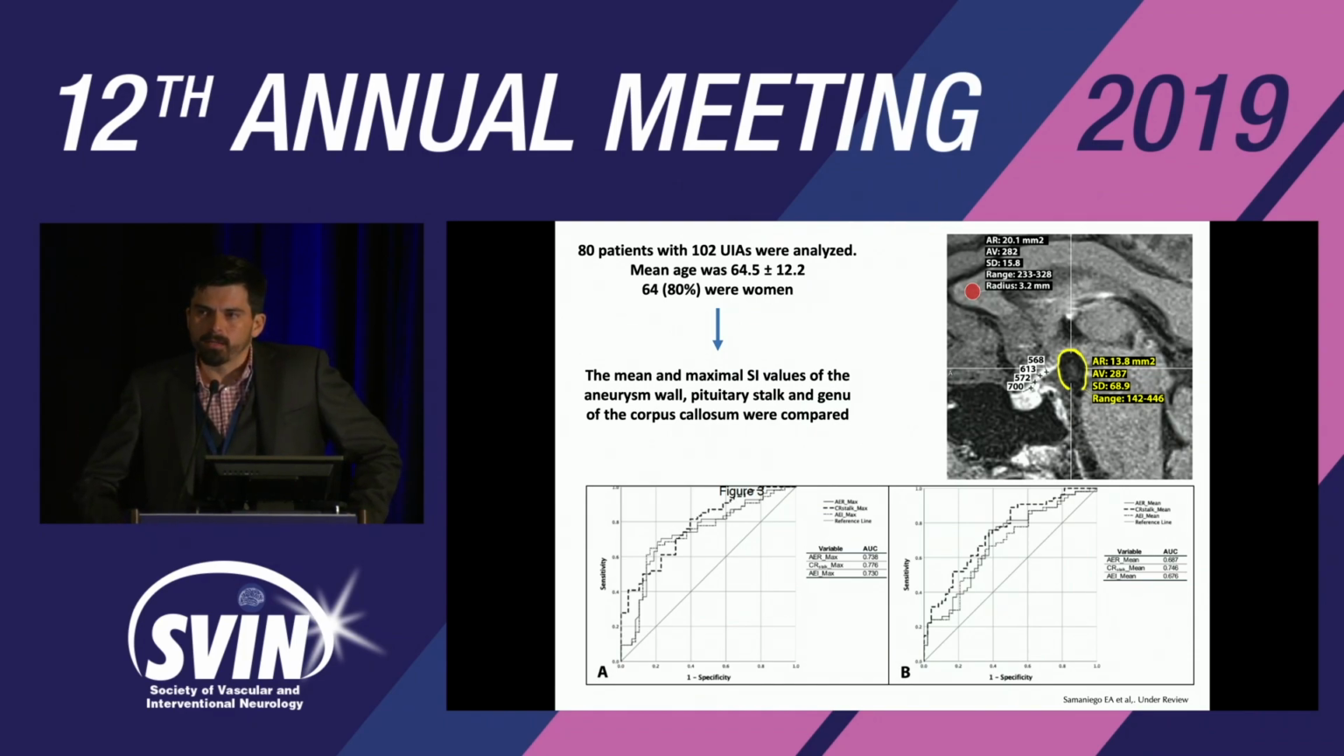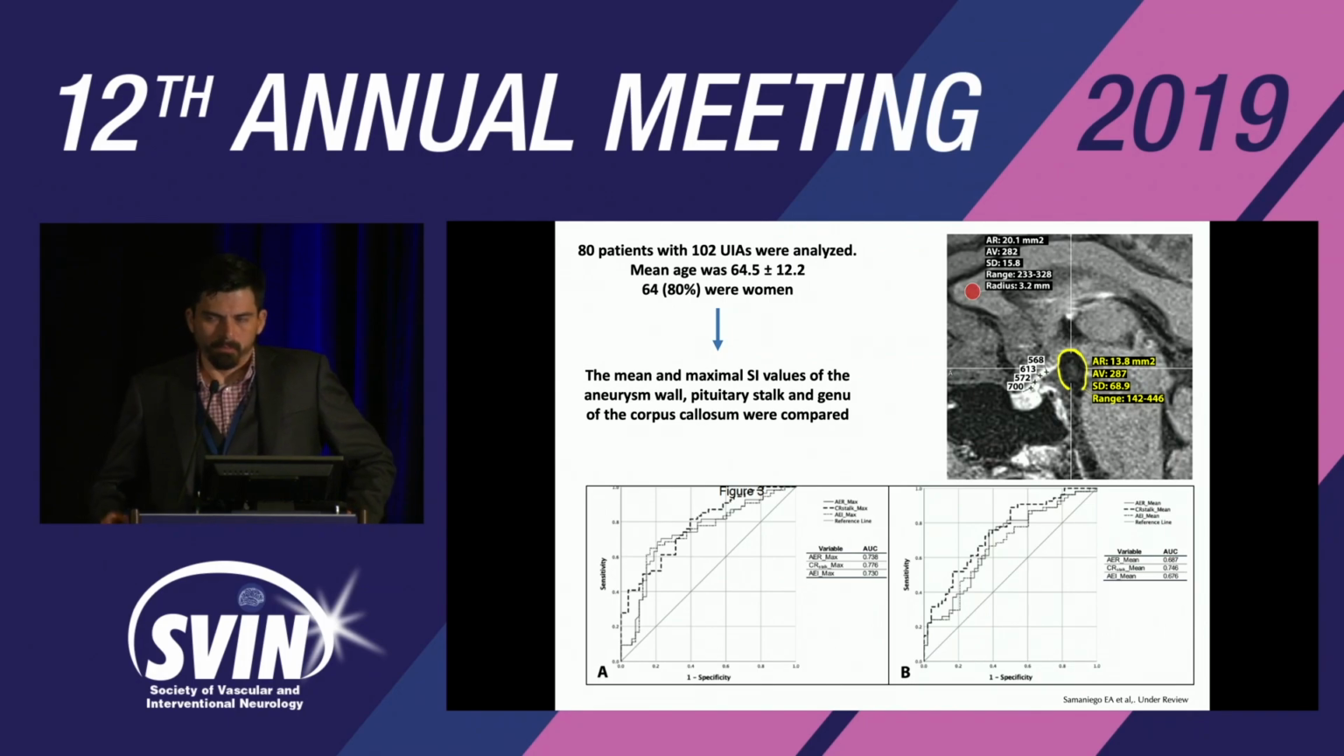And we found that the best method, in this case the gold standard, was an aneurysm of 7 or more millimeters, which by ECUIA data are the aneurysms that are more fragile and unstable. And we found that the best ROC was the pituitary stalk ratio.